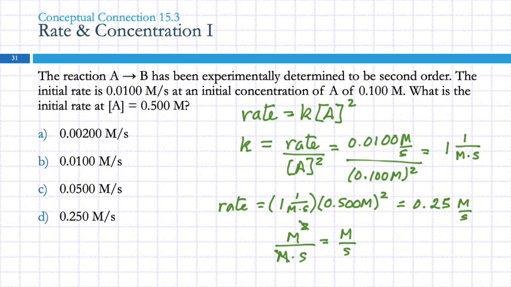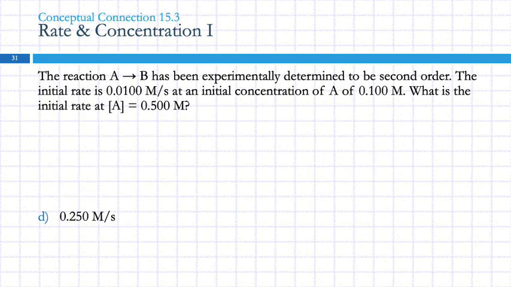We will be looking at things where we're looking at the pressure of a gas. But for concentrations, unless we're just really trying to be mean, it'll always be given as molarity. So 0.250 molarity per second.